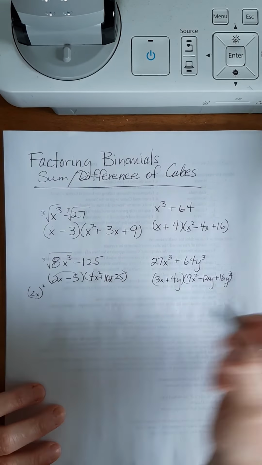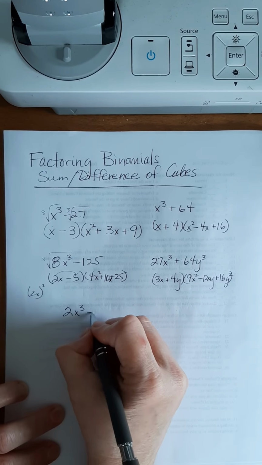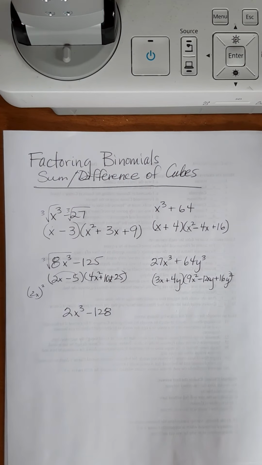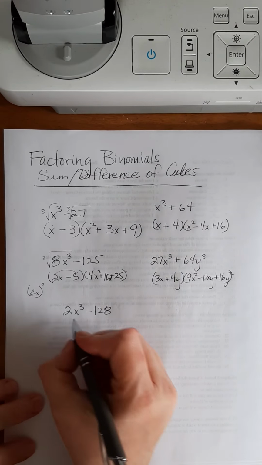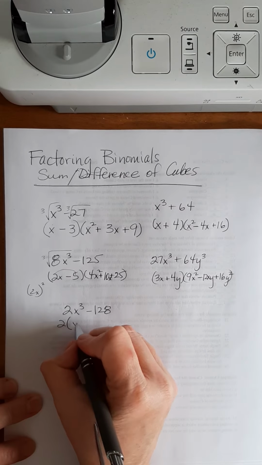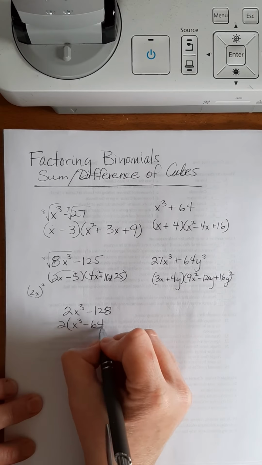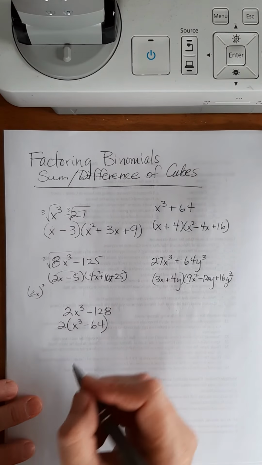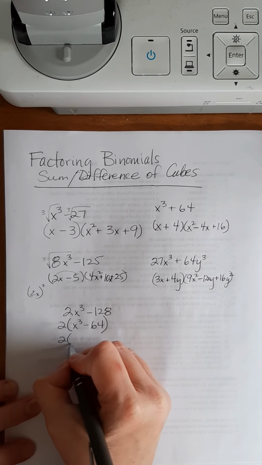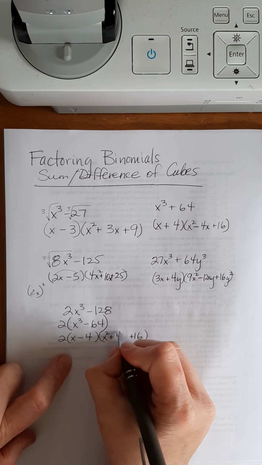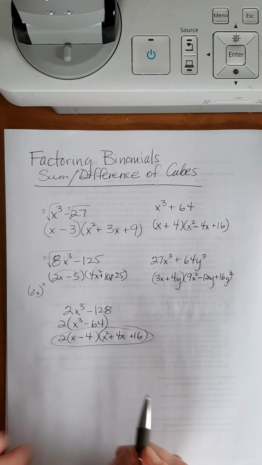Now about the weirdest they can get, let's say they gave you 2x cubed minus 128. Well, neither of those are perfect cubes. However, if you factor out a 2, that leaves you with this, which we've done earlier. Same thing, just leave the coefficient out there. Cube root of x cubed, x. Let's bring down the sign, 4. Now square the first term, square the last term. Always opposite, always plus, multiply, 4x, and there you go.